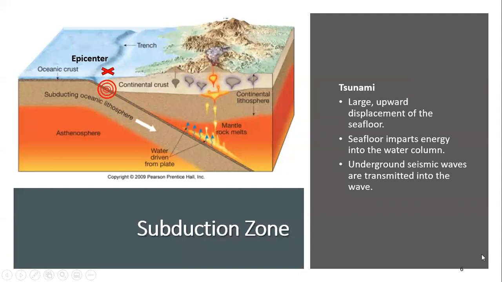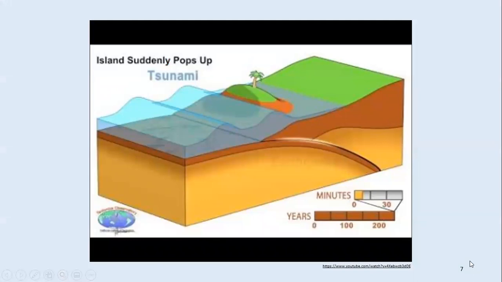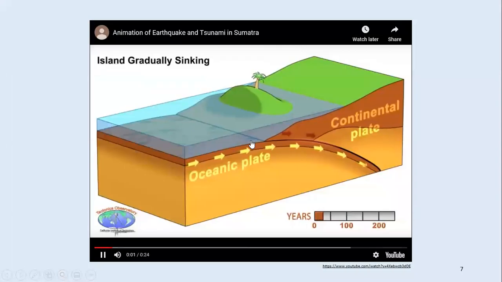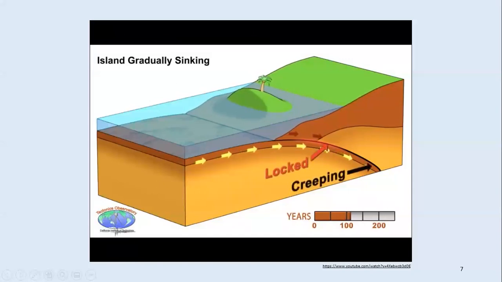When an earthquake occurs in an ocean trench, a fast-moving deep-water tsunami can be generated when there is a large upward displacement of the seafloor. The seafloor imparts energy into the water column, and underground seismic waves are transmitted into the water. The following animation demonstrates how an earthquake can be produced along a subduction zone, as well as the subsequent release of a tsunami.